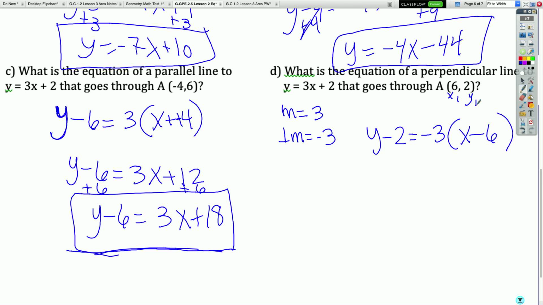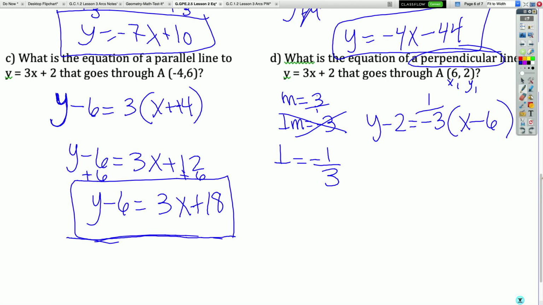Good. So we know that this perpendicular should be flipped and the sign should be changed. What's the only thing we did here? We just switched the sign. Did we flip a 3 over what? 3 is over 1, so this should have been a negative 1 over 3.